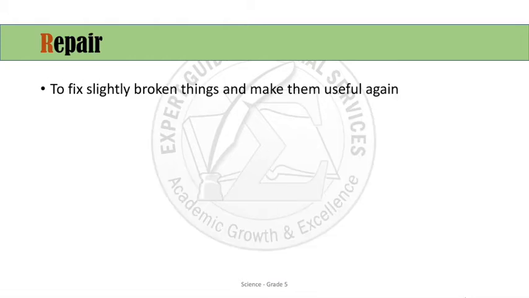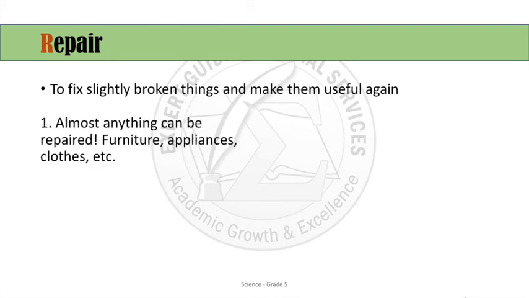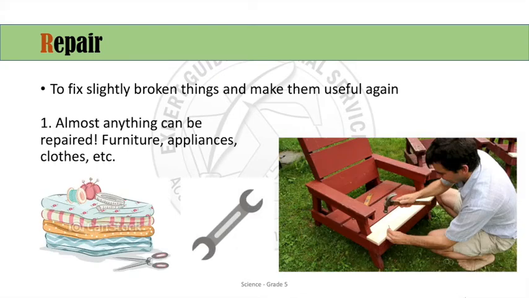Okay, and lastly we have to repair. To repair is to fix slightly broken things and make them useful again. So almost anything can actually be repaired. You have furniture that is broken, appliances that are broken, clothes that have holes in them. You can actually repair them, all right, so that you can make them useful again.